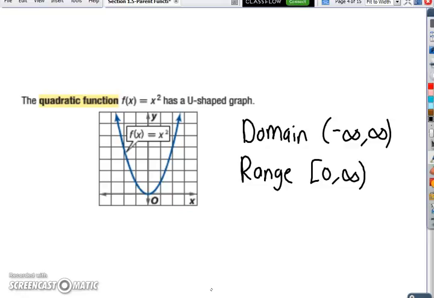Now, if this quadratic moves up or down, that will change my range a little bit, which we will talk about later. Now, this thing is decreasing from negative infinity all the way down to 0, and it's increasing from 0 to infinity. Now, that's all well and good. If I move this thing to the left or to the right, that will change where it's increasing or decreasing. But we will also talk about that later.